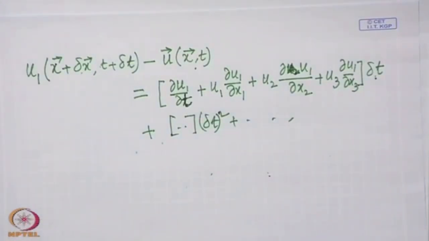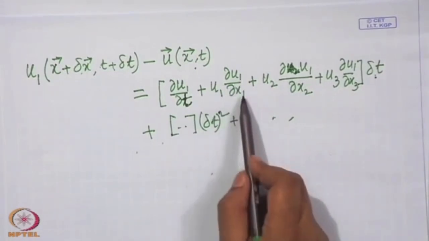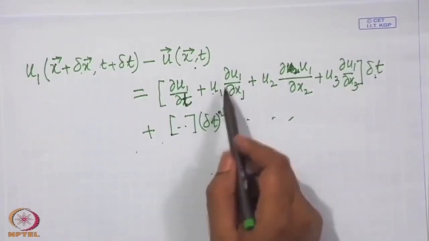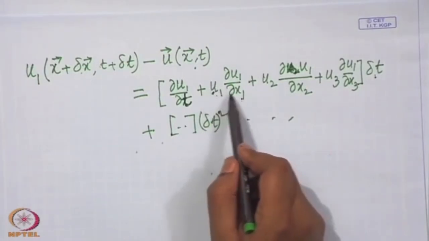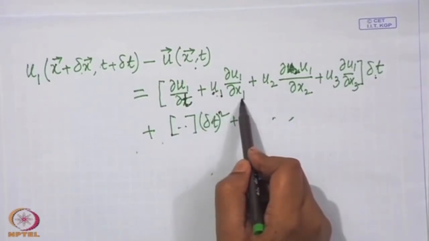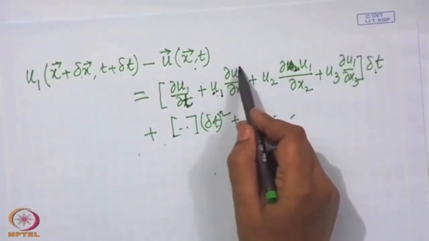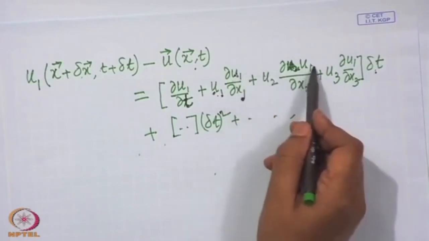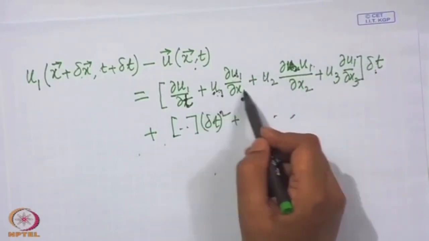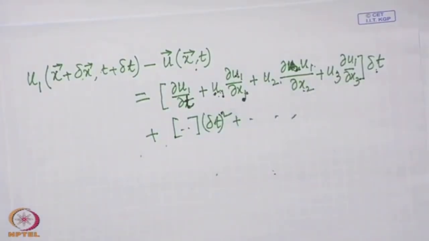Now, look at these indices. You see this u1 du1/dx1. This multiplying component has the same index as x, while this quantity u has a fixed index 1, but this is u1 x1, u2 x2, u3 x3. So we have got what the general index will be.